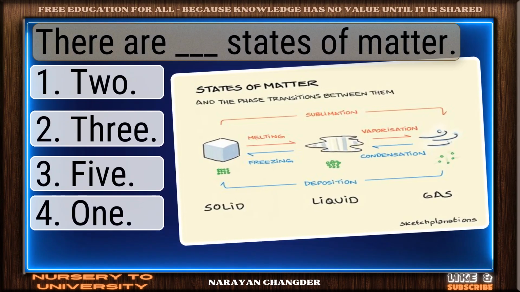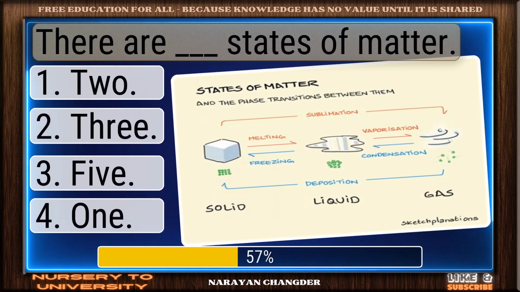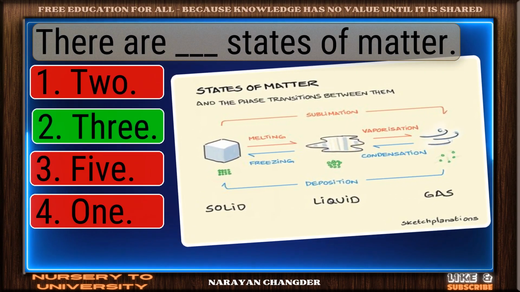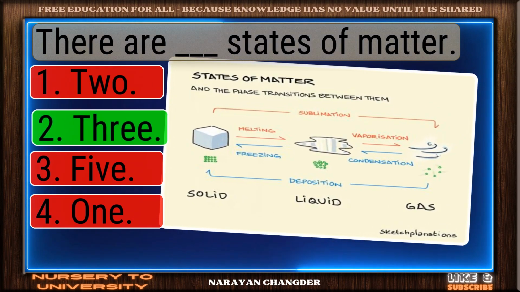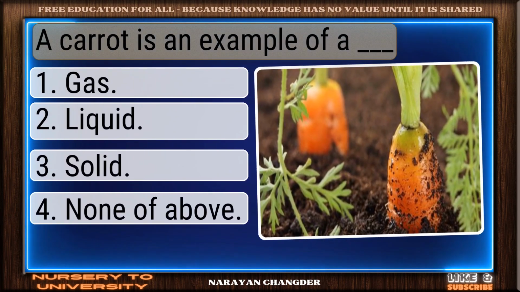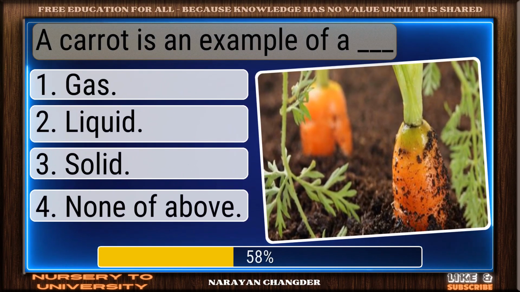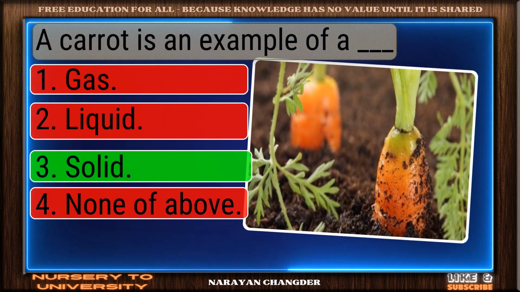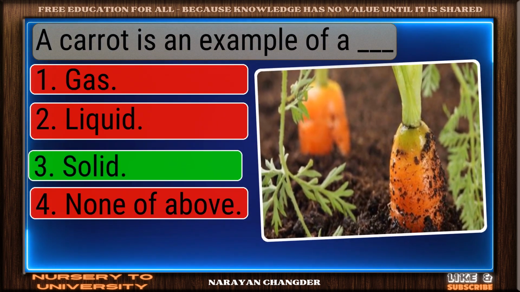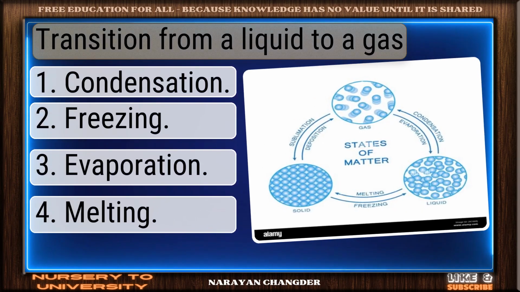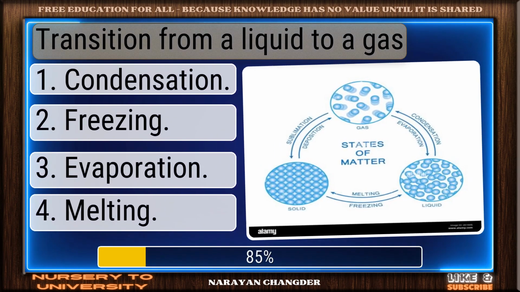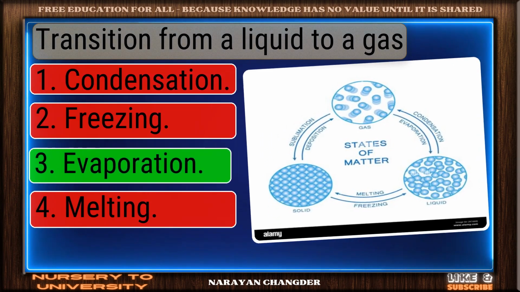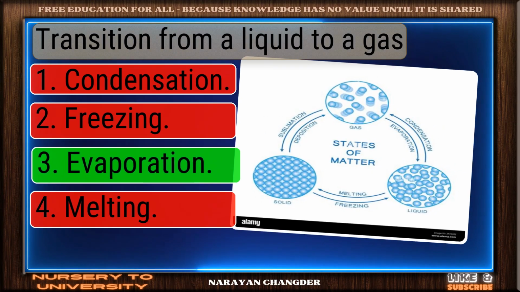There are dash states of matter. You chose 3, and it is correct. A carrot is an example of a dash. Exactly. Solid makes sense and it is right choice. Transition from a liquid to a gas. Good thinking. Evaporation is the right answer.